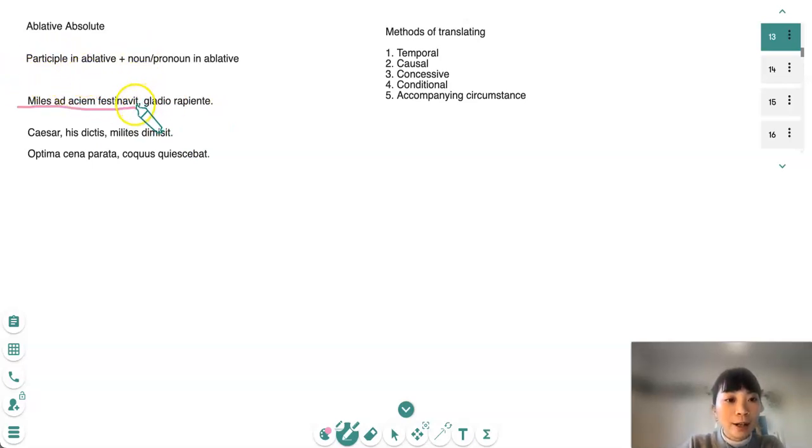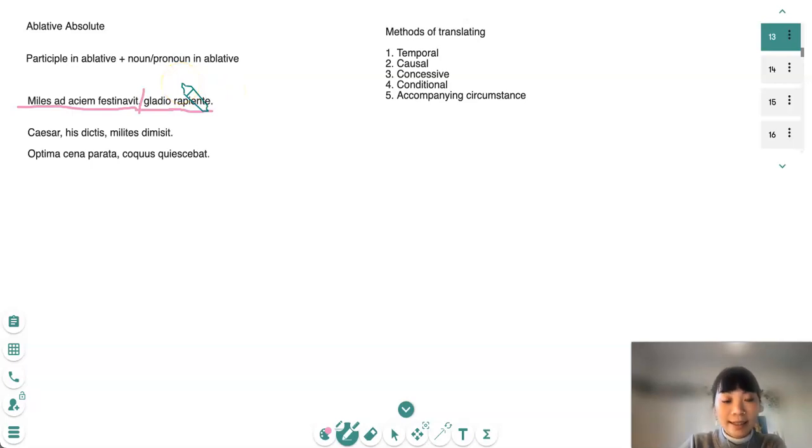And then we've got our noun here in the ablative, gladio. So the nominative would be gladium, and this goes to the ablative with the O ending. And then rapiente is our participle. This is a present participle, and we put that into the ablative with the E ending, from rapiens to rapiente, and together that becomes an independent unit from the rest of the sentence.